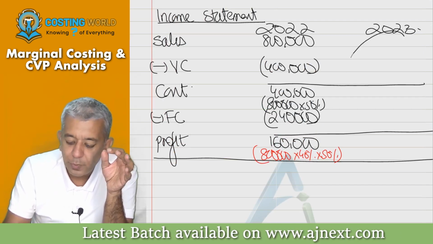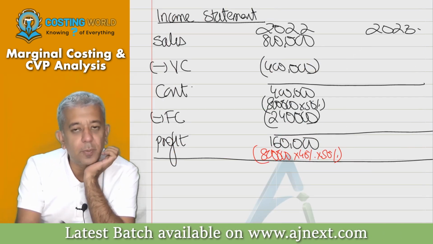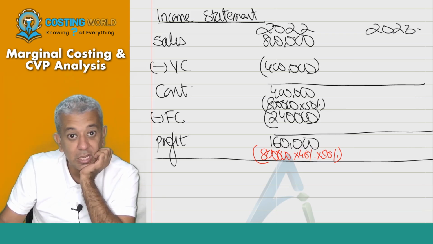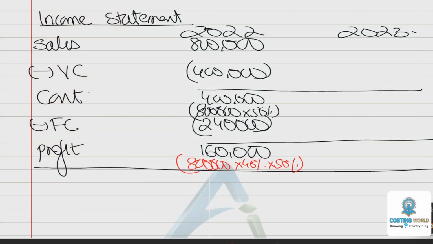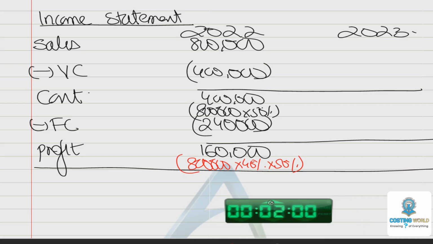I give you 2 minutes only. Get me the 2023 income statement. Think and do it. I give you, chalo, 3 minutes. Think properly. Everything you know. In fact, you can solve the entire chapter by yourself, but provided you will think.